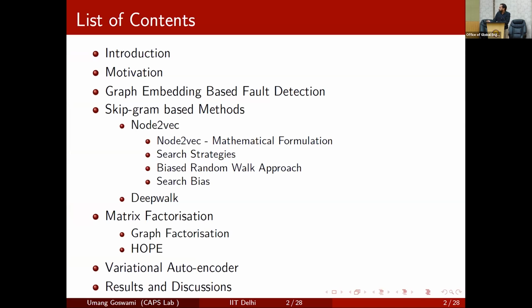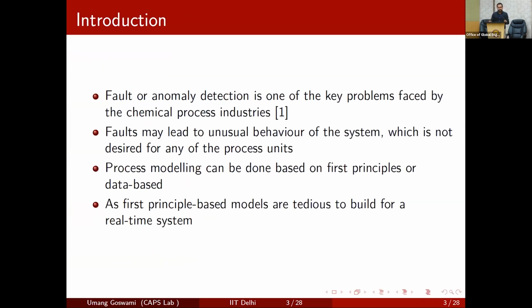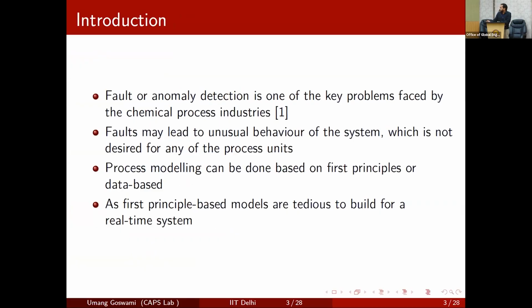Coming to the introduction, as we are very well aware, fault or abnormal behavior can occur in any particular industry, be it chemical, pharmaceutical, or any manufacturing industry. We do not want these abnormal behaviors in the system. In a way, we want to eradicate these faults so that we can move towards the smooth functioning of our process. Process modeling, as we all know, can be done on the basis of two types.